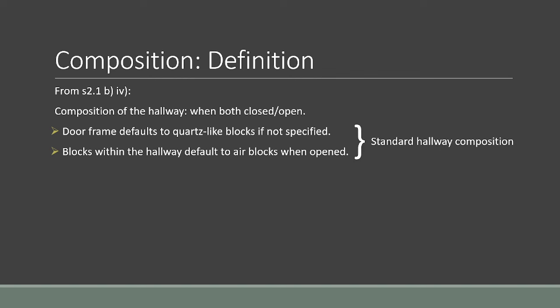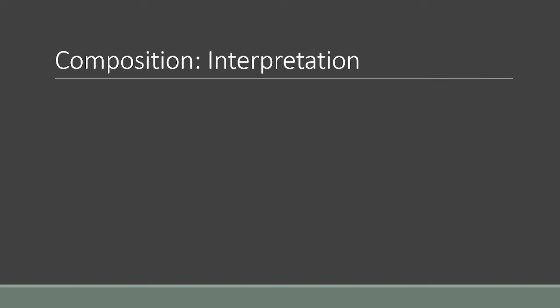And combining these two statements, we actually call it the standard hallway composition. Now, from this definition, we don't really see that much insight into what hallway composition actually means. So we should also look at some interpretation of the definition of composition. Composition can be interpreted as a combination of the default state of door frame blocks and hallway blocks. So one has to define how they intend their piston door to behave by defining the hallway composition.